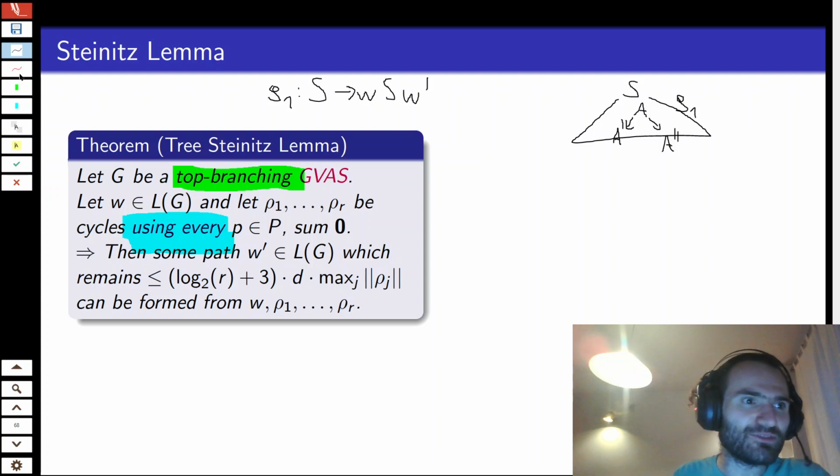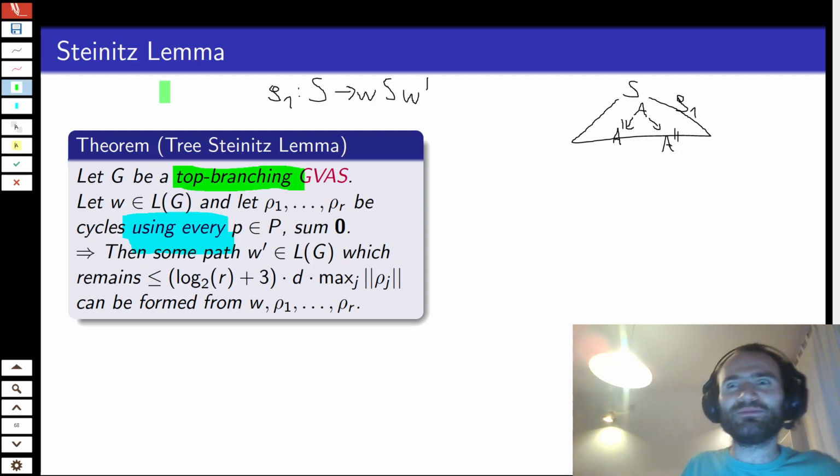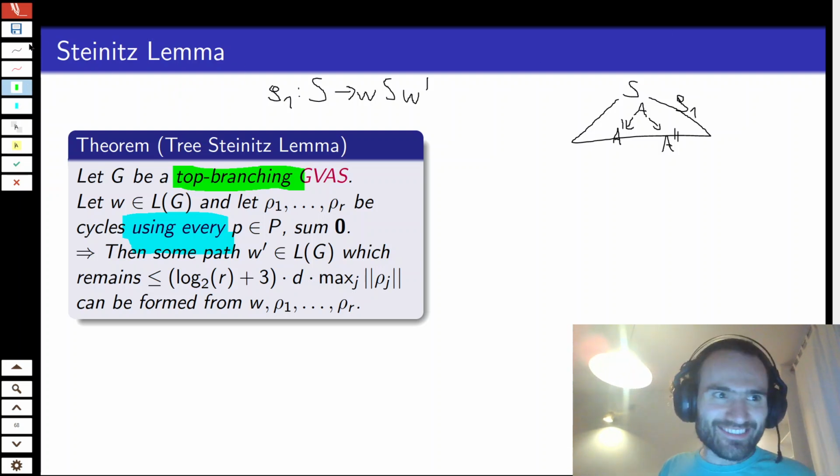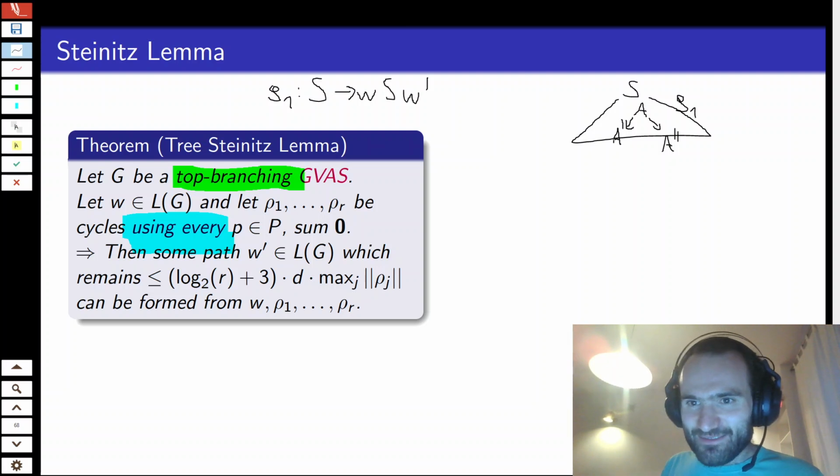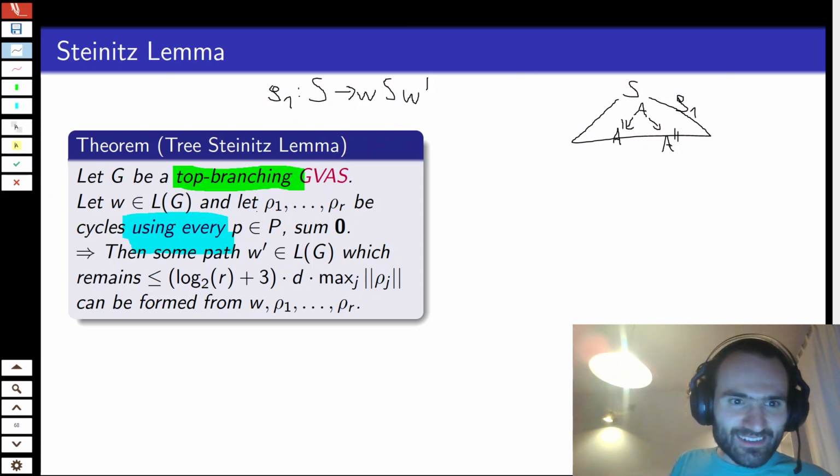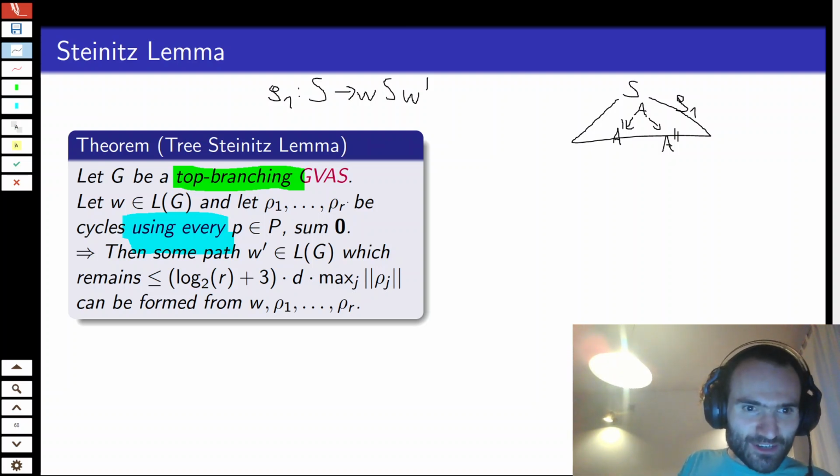Okay, there has to be some production that produces two symbols from the top SEC. This has to be used somewhere in this cycle. But now comes the interesting thing. Well, now these cycles use every production.